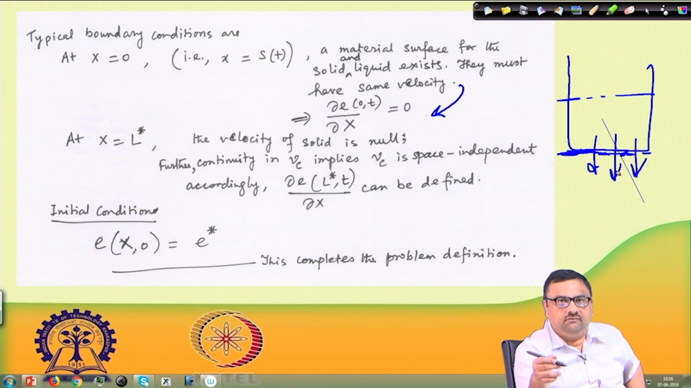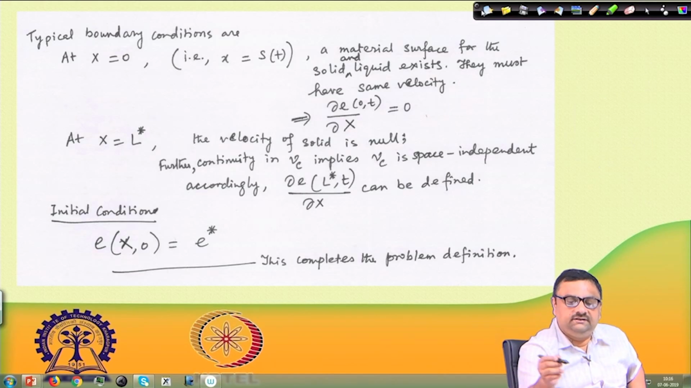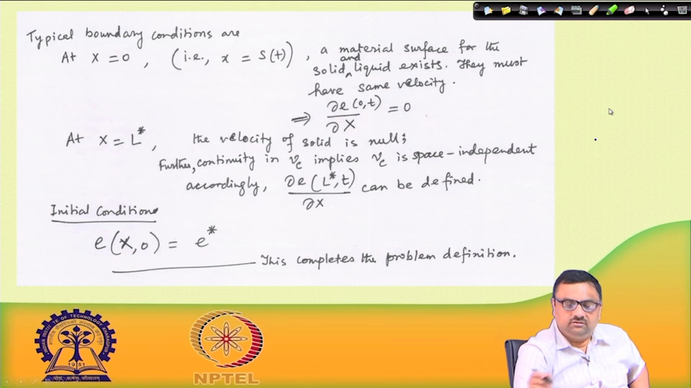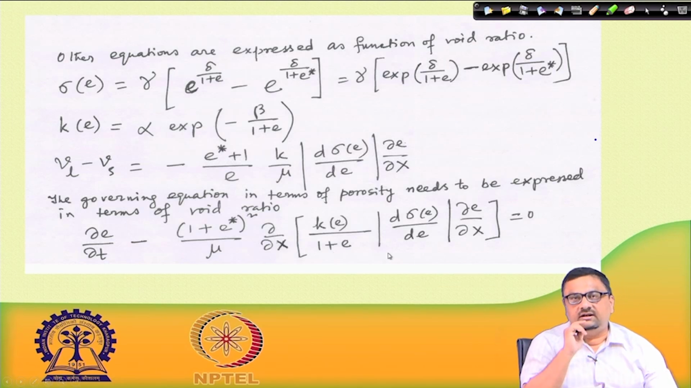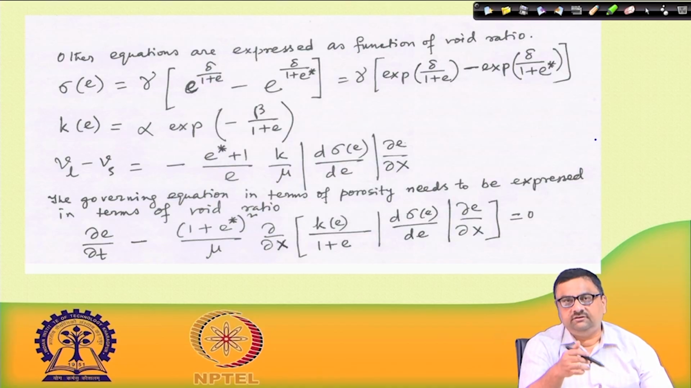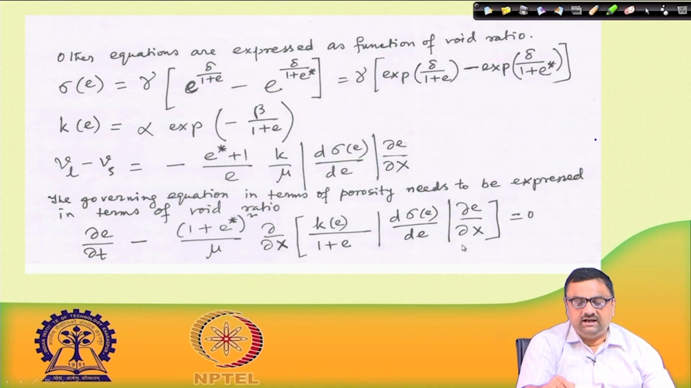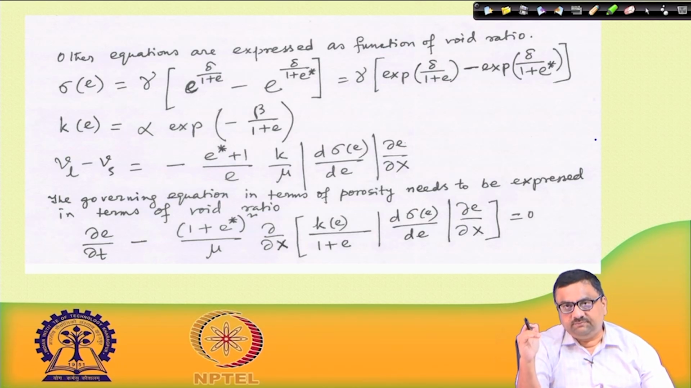So, if you look at a one dimensional problem, these are the issues that will come up. One has to solve the governing equation, which is basically in terms of E, the void ratio, as a function of time and as a function of capital X, where capital X is the position with respect to the edge of the porous medium. So, it is a moving frame.